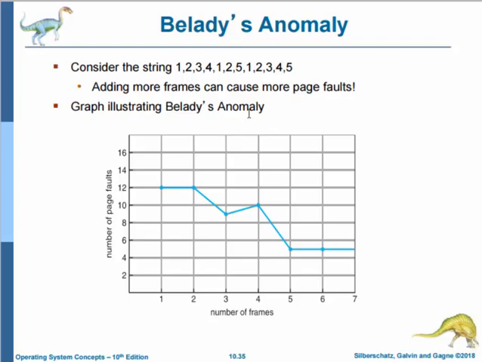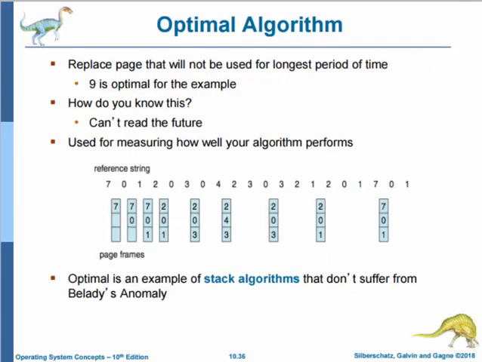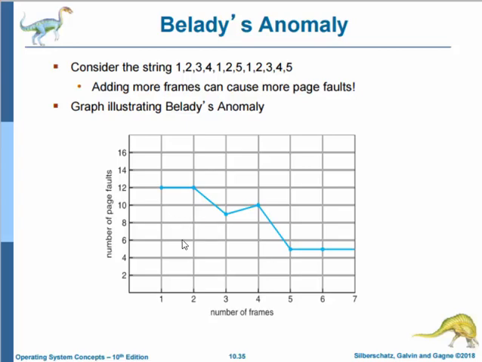This anomaly is known as Belady's anomaly. So we can consider from the graph, for example, if we have one frame, we have 12 page faults. Two frames, we have 12 faults, which is okay. But if we add more frames, for example 3, we now have 9, which is okay because the number of page faults should decrease if we add frames.